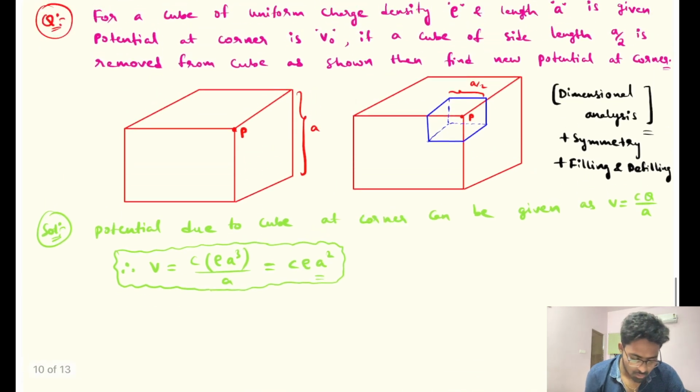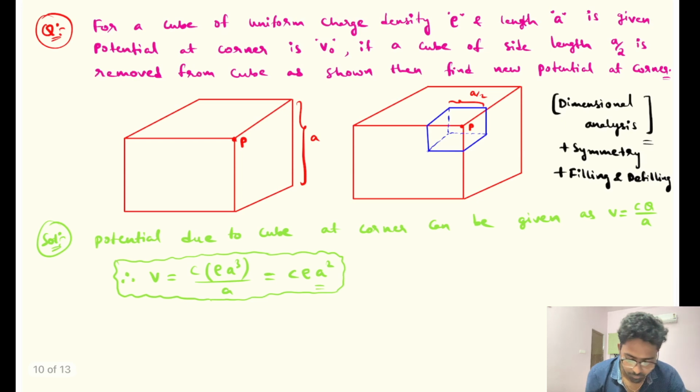So by using this concept here, filling and defilling, after filling it, I know the potential at the corner. For the full cube, I already know the potential: v equal to c rho a square.